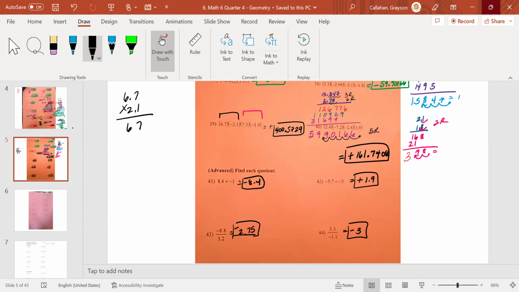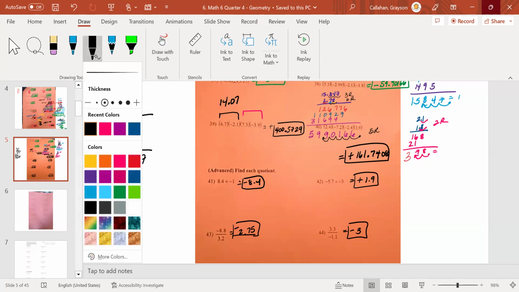Let me just make sure it's correct. 6.7 times 2.1 is 14.07. Okay. Then we're going to do the pink part right here.